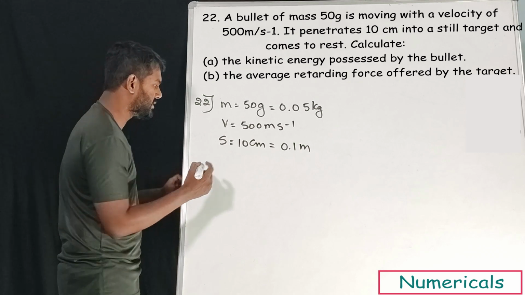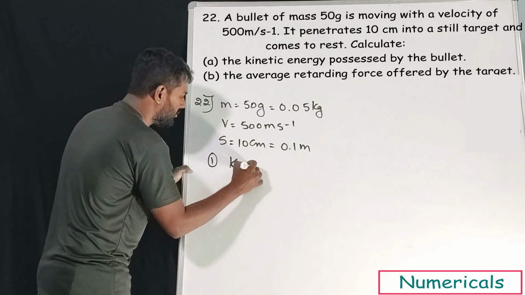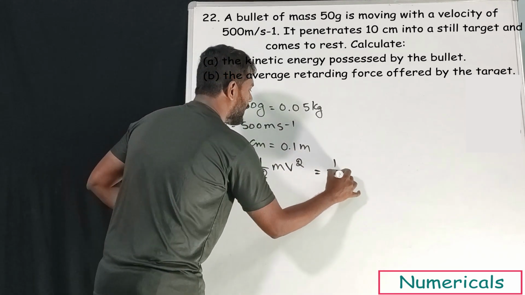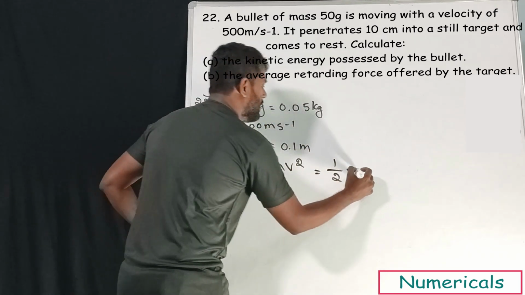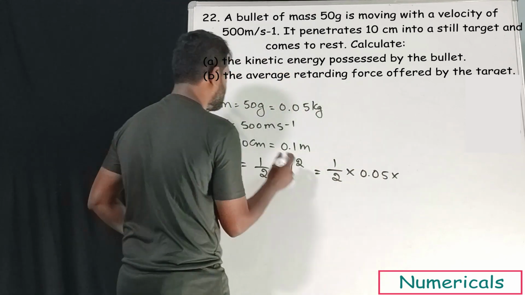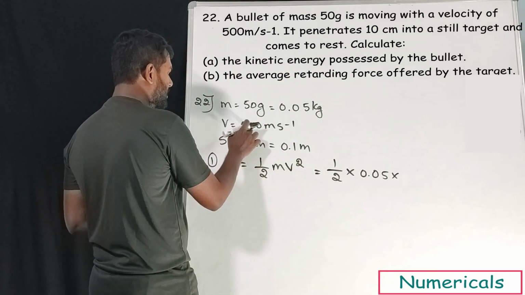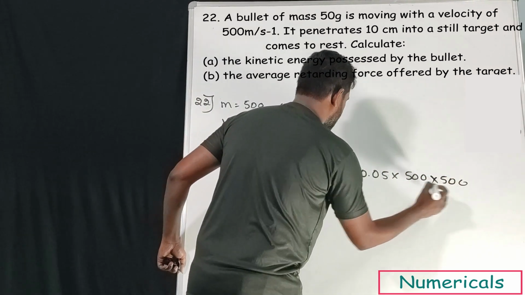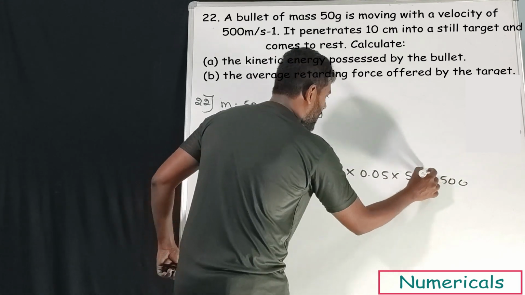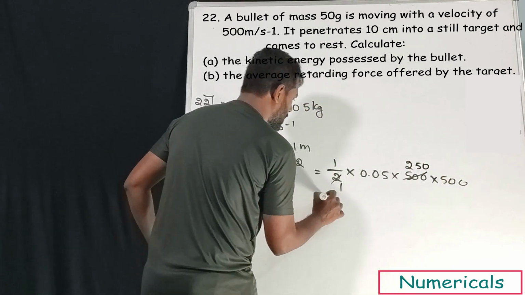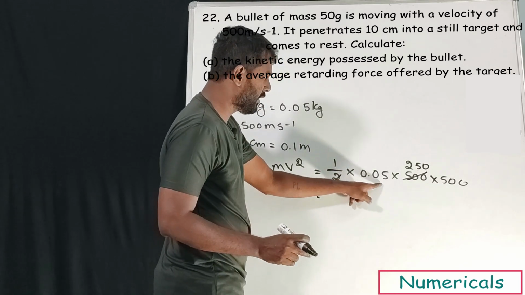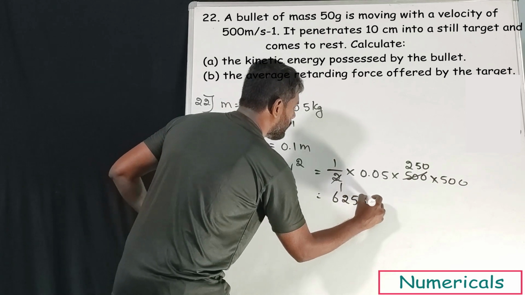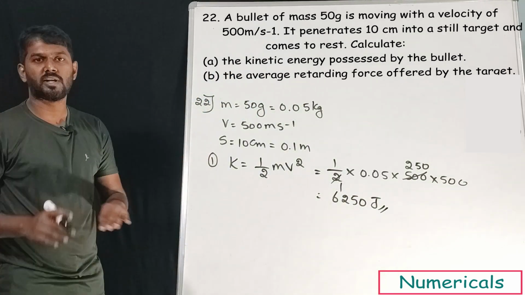First we will find kinetic energy. What is the kinetic energy formula? Half mv square, correct? Half, I'll write it as it is. M, it is nothing but 0.05. Next we have to apply velocity. Velocity is 500 square, that is 500 into 500. Two ones are, this one, two 50s are. So now 0.05 into 250 into 500. Once we calculate all these things, we will get the answer as 6250 joules. Okay, first question answer is done.